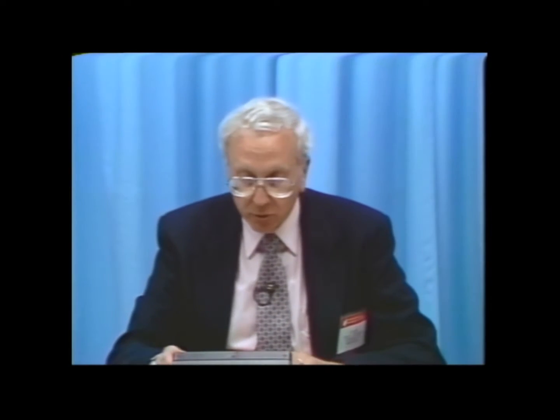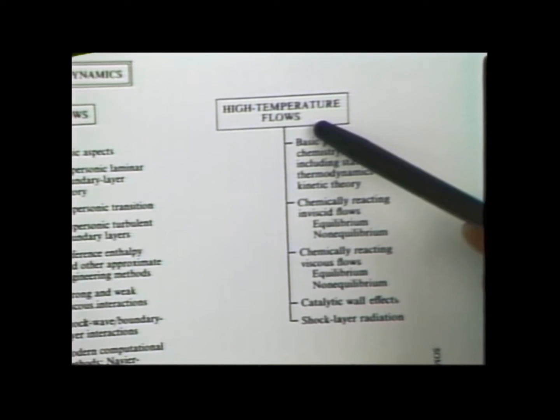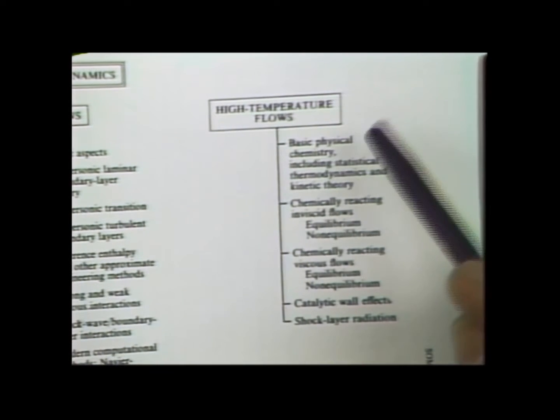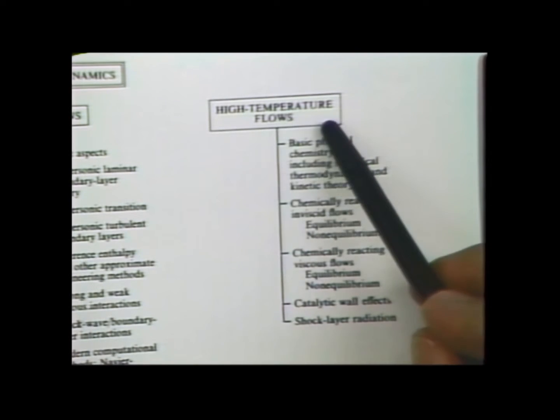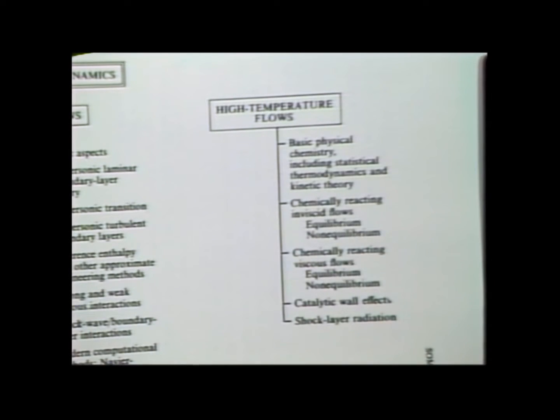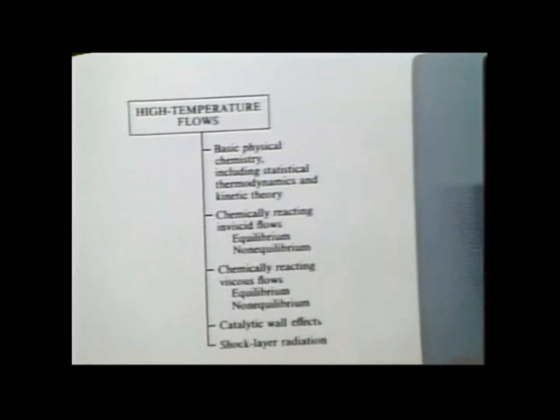Now with that, we're going to switch gears a little bit. And we're going to move finally to the third part of our roadmap. High temperature flows. In this period, we have about 25 minutes left. We're going until 3:55. And in the next 25 minutes, I'd like to make some inroads into discussing some aspects of high temperature flows. And in particular, we're going to spend some time talking about some basic physical chemistry.